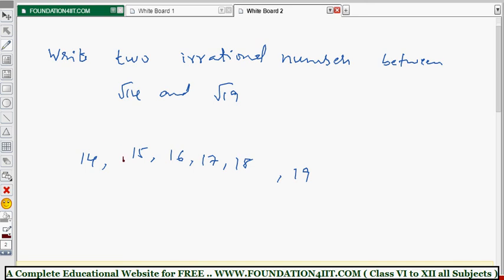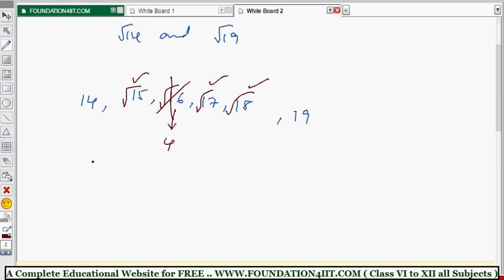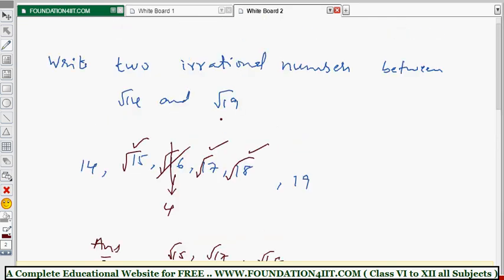If you apply the square root to 15, 16, 17, 18, the square root of 16 is 4, so this is not an irrational number. Only root 15, root 17, root 18 are. So it's not root 16, because root 16 is 4. Write two irrational numbers between root 14 and root 19: among these three we can write any two. Therefore the answer is root 15, root 17 and root 18. These three are there, so you can take any two. Okay, it's simple.